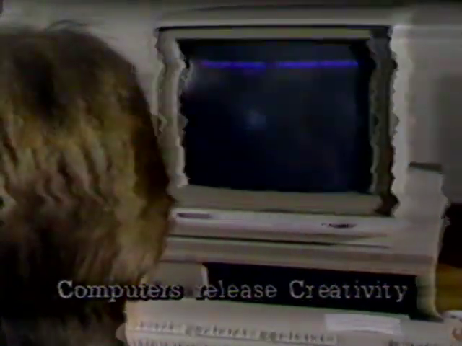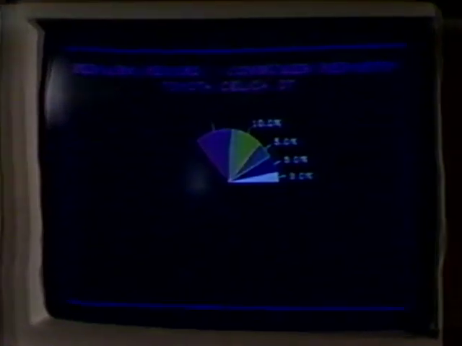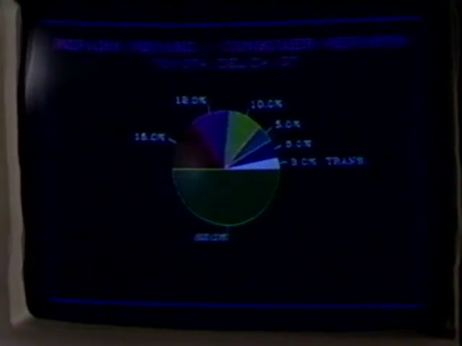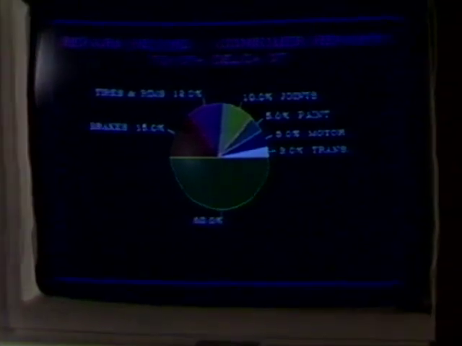Well, enough of my harangues about computers in education. Let's look here at another video sequence. This sequence I call Computers Release Creativity. These are some more shots from last summer. You'll see students working with a program called DR Graph. It represents data in various formats. Here you can see a nice pie graph. It also draws bar graphs, stick graphs, that sort of thing.